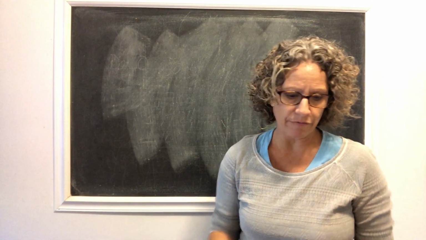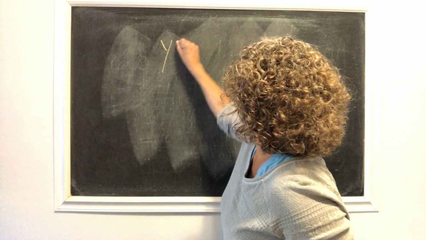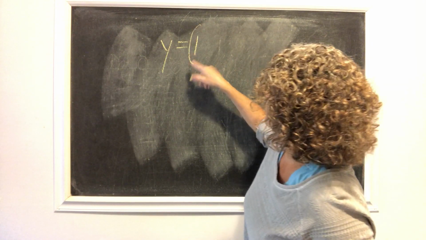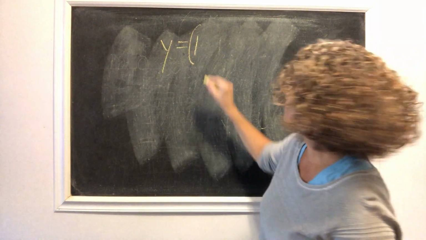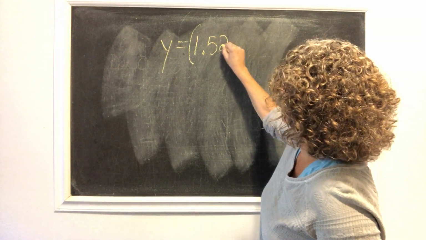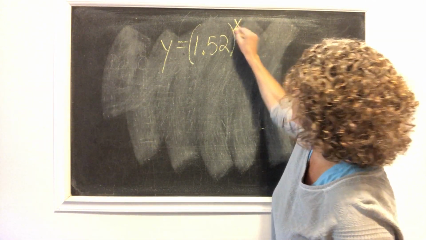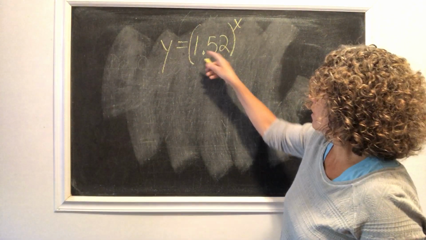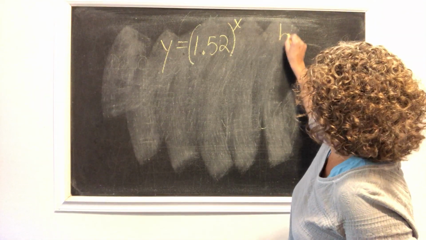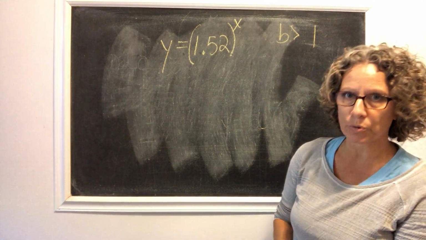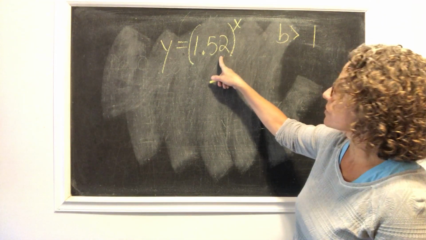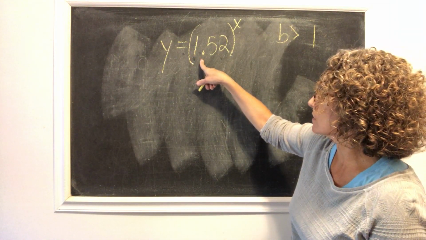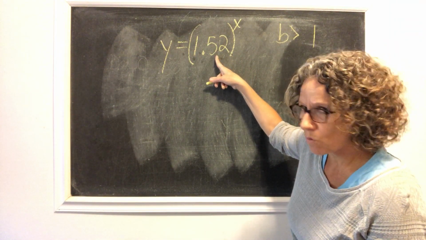So now what if I have an exponential function that does not have a coefficient in front and only has 1.52 as its base? So a base greater than 1 represents growth. So we know that this is growing. It's its original value plus a percent more.